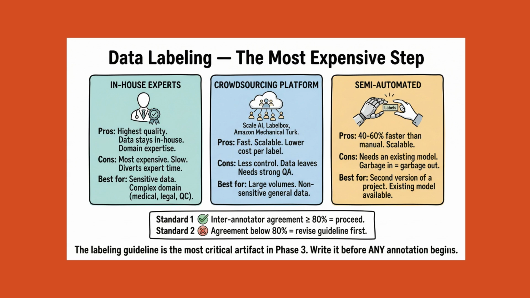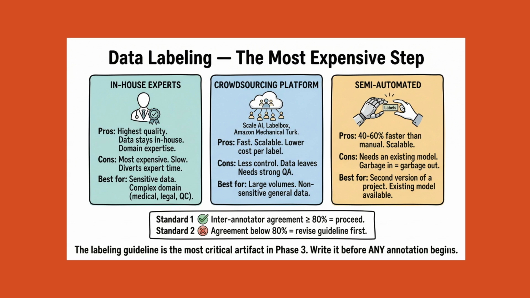The labeling guideline document is the most critical artifact in Phase 3. It must include the precise definition of each label class, visual examples of correct labels, visual examples of common mistakes, explicit decision rules for ambiguous cases, and contact information for escalation. This document must be written before labeling begins, reviewed by domain experts, and updated every time annotators surface a new edge case.